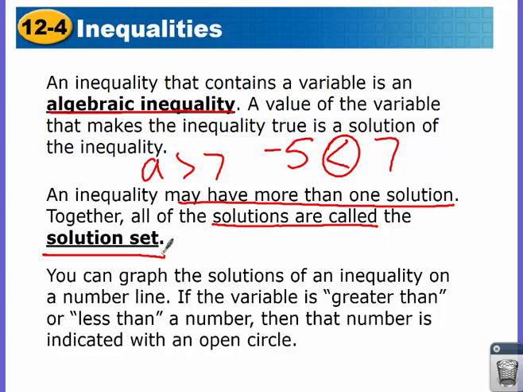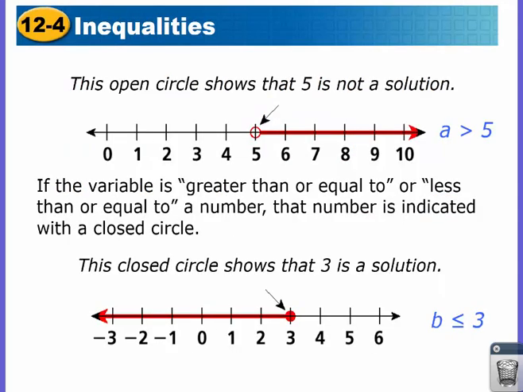If the variable is greater than or less than a number, then the number is indicated with an open circle, much like this first one right here. So this is the inequality statement right here. A is greater than 5. Okay, so I put an open circle on 5 because I need the values to be greater than 5, but it doesn't include 5. And all values greater than 5 are the ones to the right of it. So I put an open circle on 5 and I shade to the right, including the arrow, because the arrow means that the values continue to go.